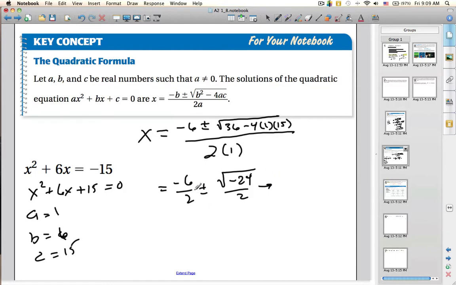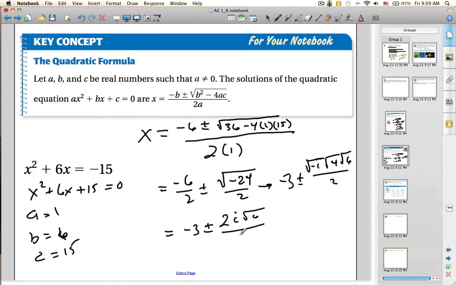And if we continue to simplify, negative 6 divided by 2 is negative 3, plus or minus, and this will be the square root of negative 1 times the square root of 4 times the square root of 6, all over 2. Okay, so we'll have negative 3 plus or minus, the square root of 4 is 2, square root of negative 1 is i, root 6 is sort of a remainder, all divided by 2, and these will cancel. So my solution is negative 3 plus or minus i root 6.